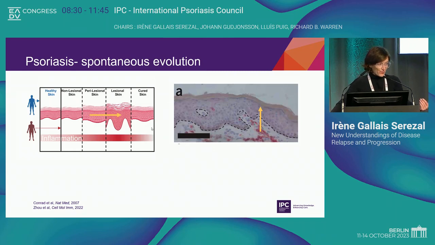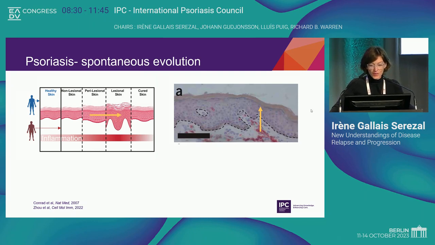I know that we all remember these beautiful papers from some years ago now, showing that if you take non-lesional skin from a psoriasis patient and you graft it on immunocompromised mice, you will have the development of full-blown psoriasis. Yes, that's shown here. And this was not just non-lesional skin, it was non-lesional skin with some infiltrate already, so some immune activity in the dermis.